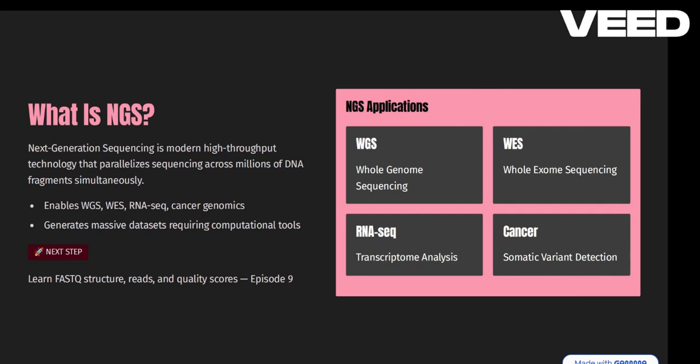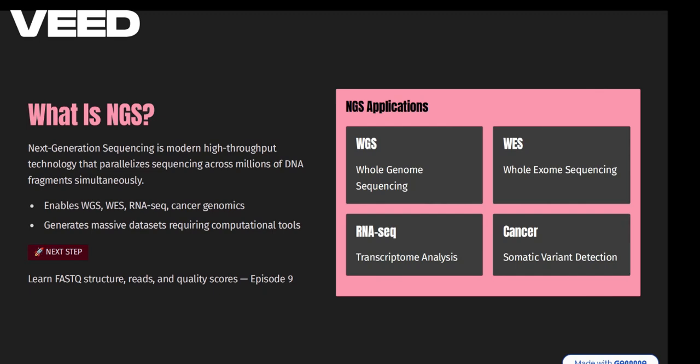Now let's focus especially on NGS sequencing. NGS refers to modern high-throughput sequencing technology that can process millions of DNA fragments simultaneously. This technology has completely changed biological research. With NGS, researchers can study the complete genome, the exome, gene expression, cancer genomes, microorganisms, and many other biological systems. Some important applications include whole genome sequencing, whole exome sequencing, RNA-seq, cancer genomics, clinical genomics, and microbiome research.